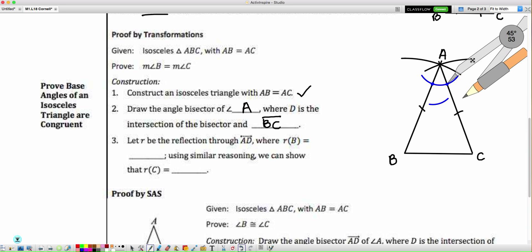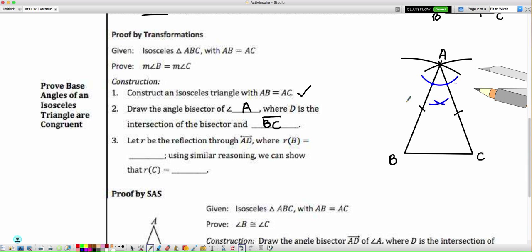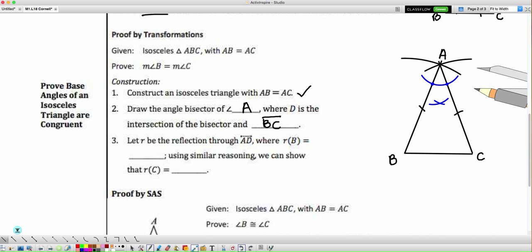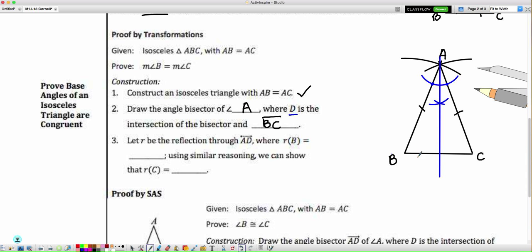Then I'll move my compass to the other intersection, draw my other arc. And so now I can connect the vertex of my angle, so connect A to that intersection. So when I draw that bisector, that's what I get, but I'm going to extend it all the way down because I said that I want D to be the intersection of that bisector and BC. So this is going to be my point D.